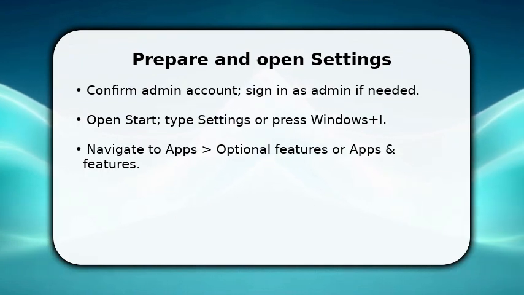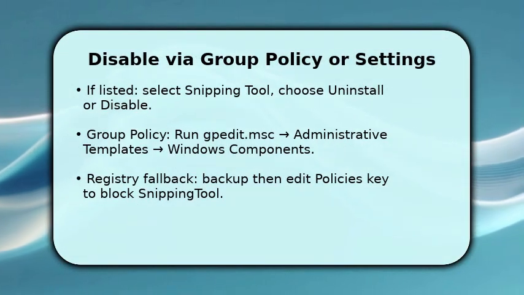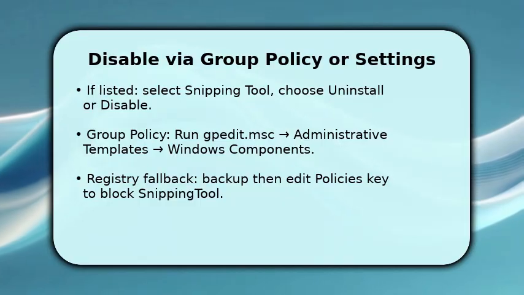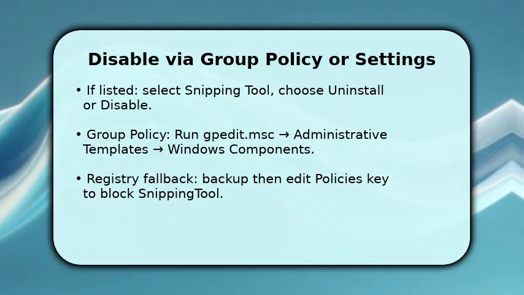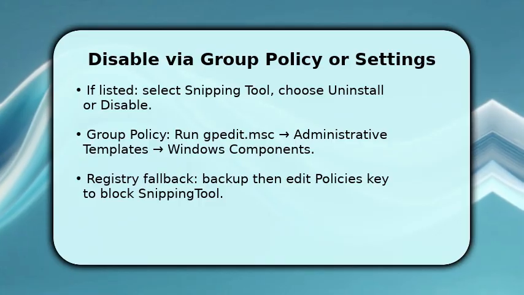the next step. If Settings shows Snipping tool, select it and choose Uninstall or Disable. This is the cleanest path. Once done, confirm the app is gone. If it reappears after an update, use Group Policy.